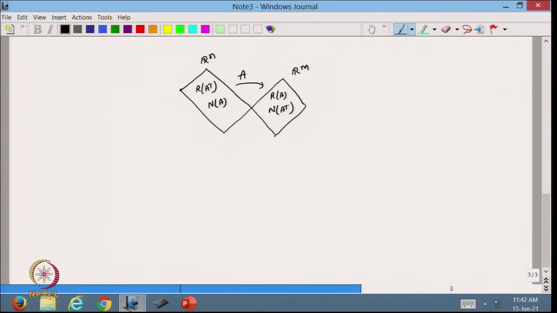Okay, so from here you can check that, as we have already discussed, there are 4 subspaces: 2 subspaces belong to Rn and 2 other subspaces belong to Rm. This way we can find these spaces. So, let us take one example.